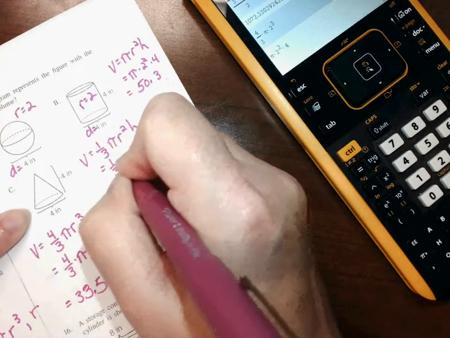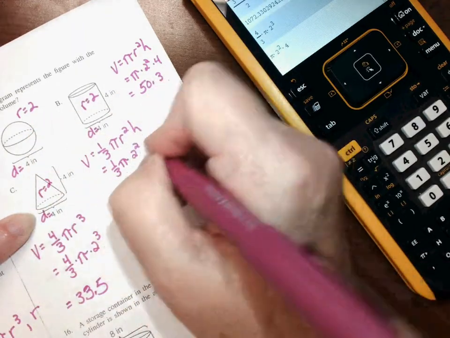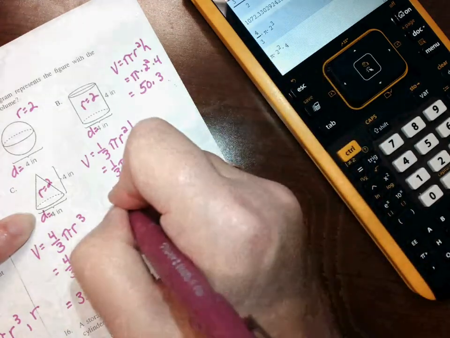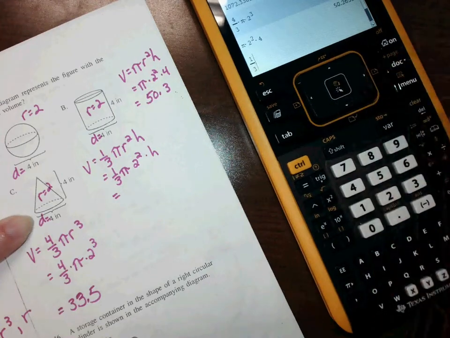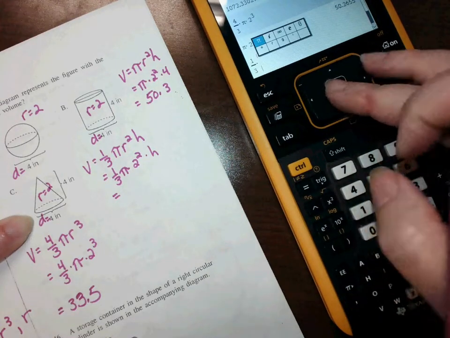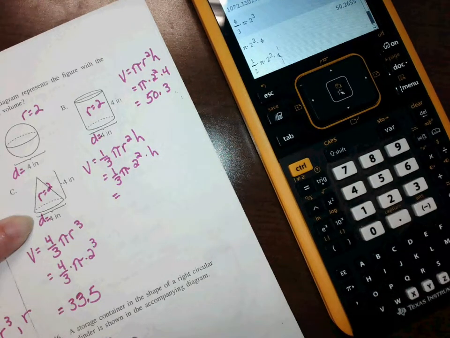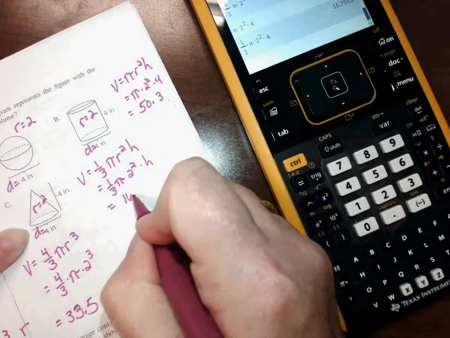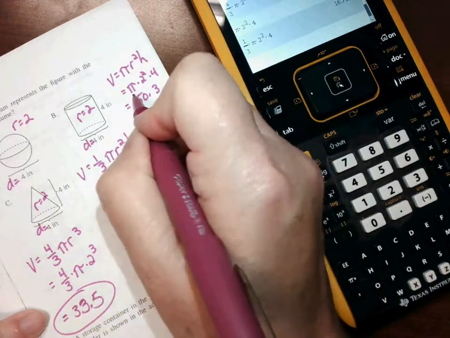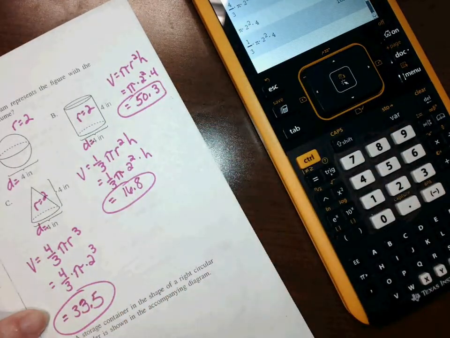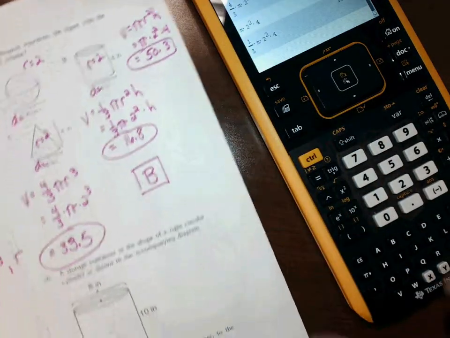And then here we have a cone, so this would be 1/3 pi r squared times the height. So fill that in. Here we have the diameter 4, my radius is 2, 2 squared times the height. So 1/3 times pi times 2 squared times 4. And this is 16.8. So we're comparing this to this to this. Which one is the biggest? The cylinder is the biggest, B.